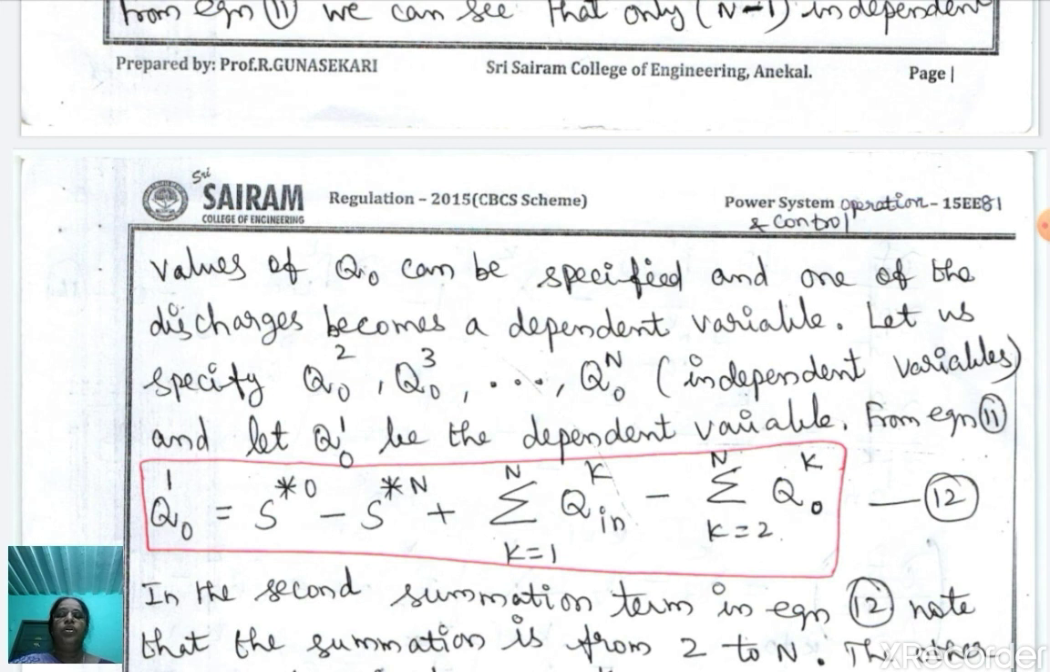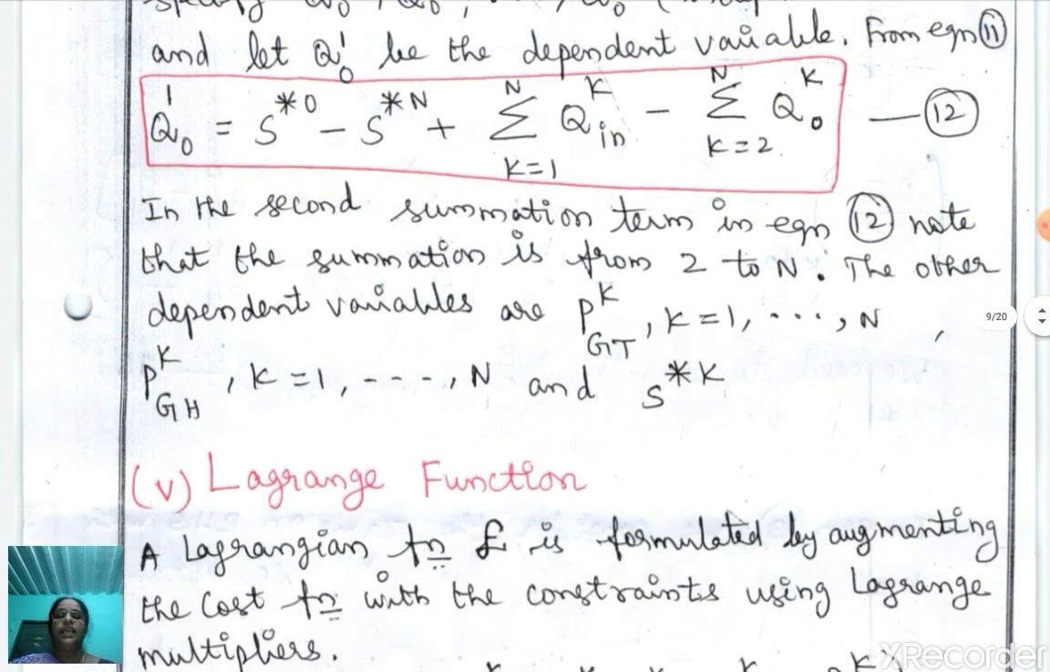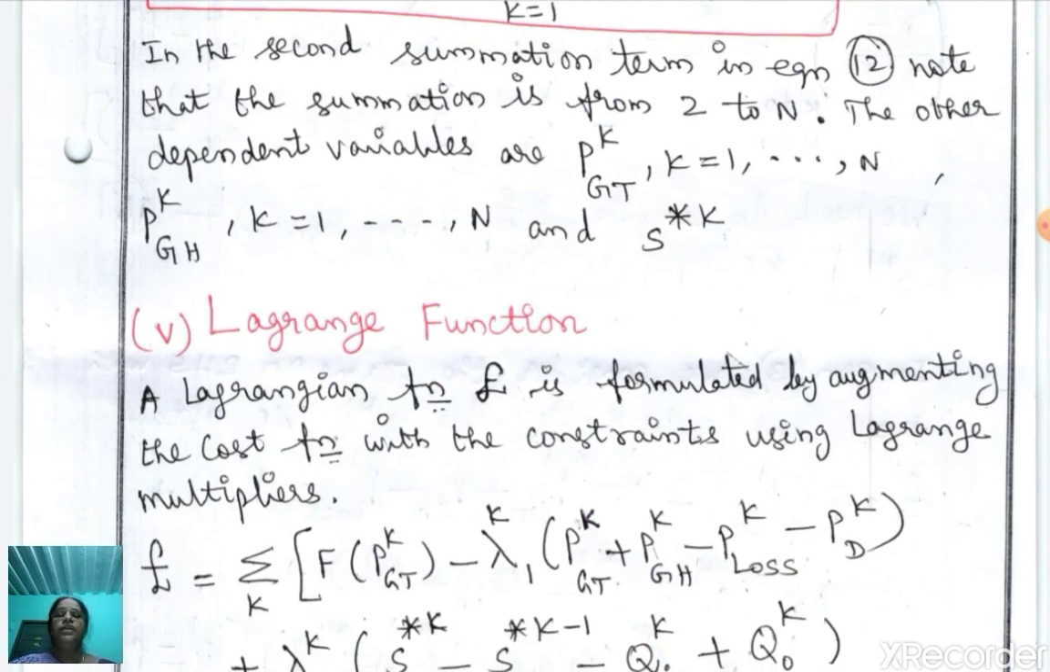Let us specify q naught 2, q naught 3, up to q naught n as independent variables, and let q naught 1 be the dependent variable. Therefore, q naught 1 equal to S asterisk 0 minus S asterisk n plus the summation of k equal to 1 to n q in k minus the summation of k equal to 2 to n q naught k. In the second summation term in equation 12, note that the summation is from 2 to n. The other dependent variables are Pgt power k, where k is equal to 1 to n, then Pgh power k, k is equal to 1 to n, and S asterisk.